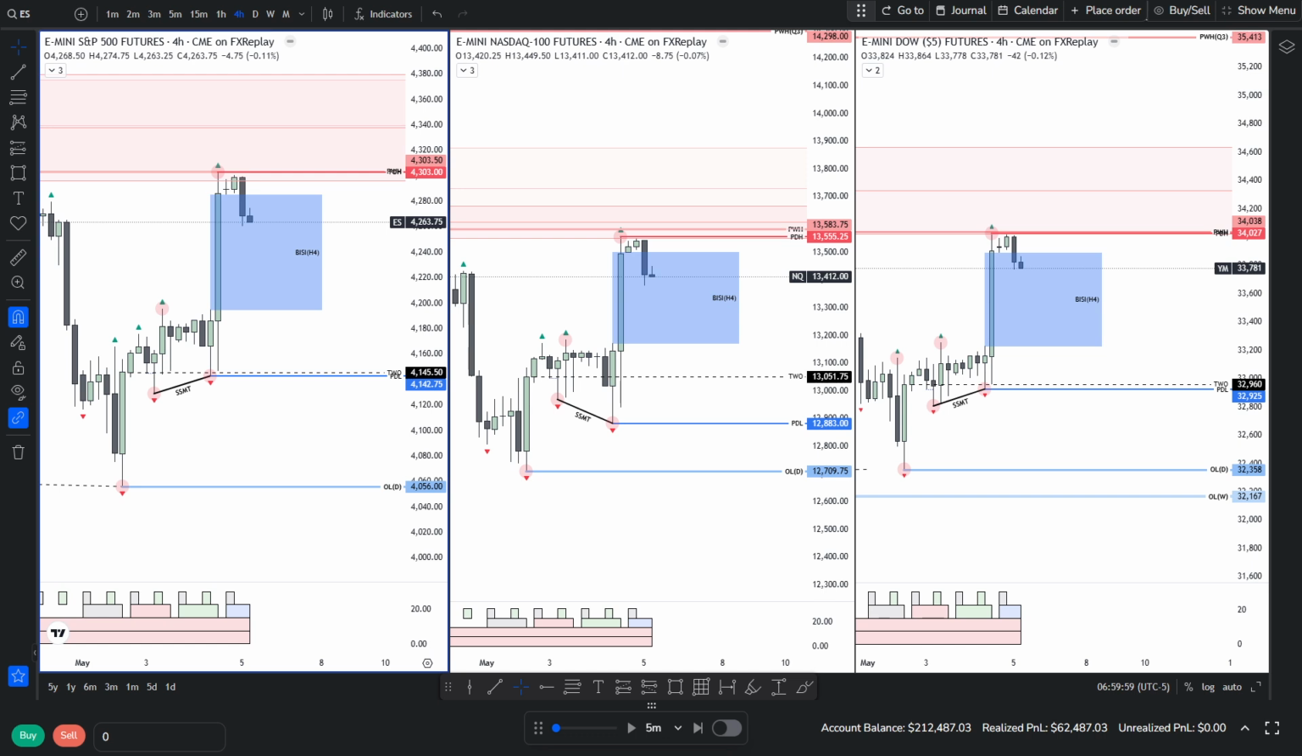So cracking correlation. I noted the high time frame SMT at the lows, which delivered higher prices.